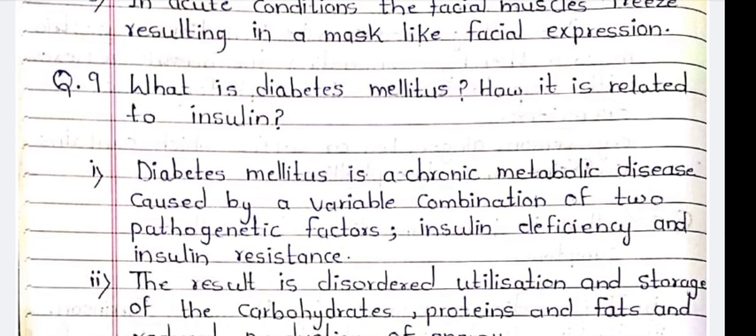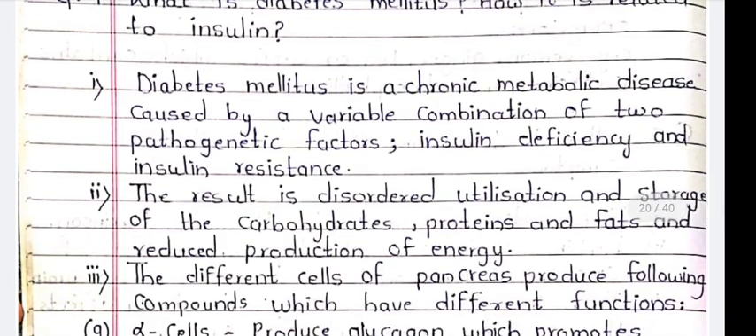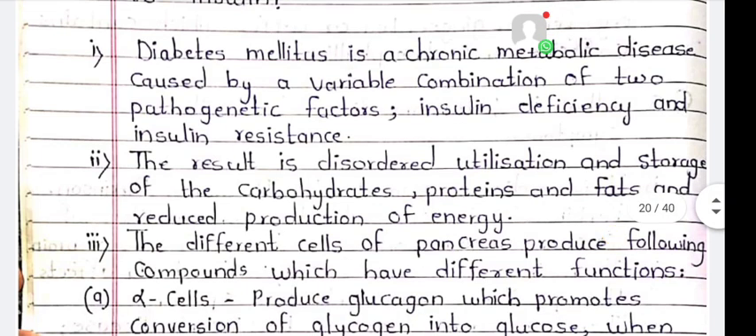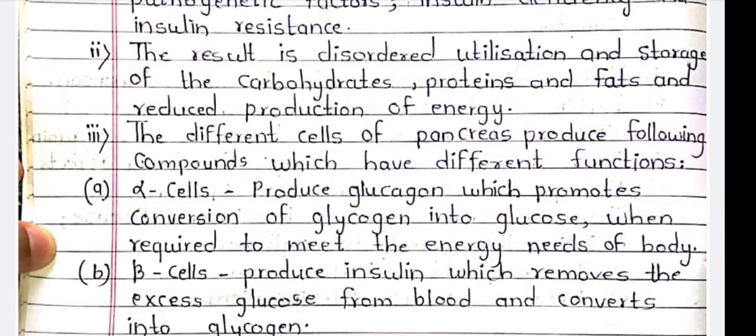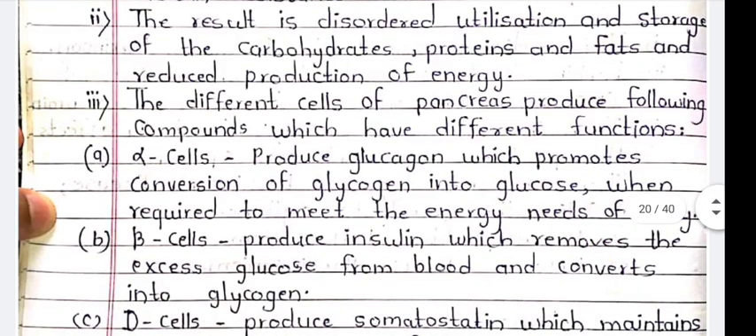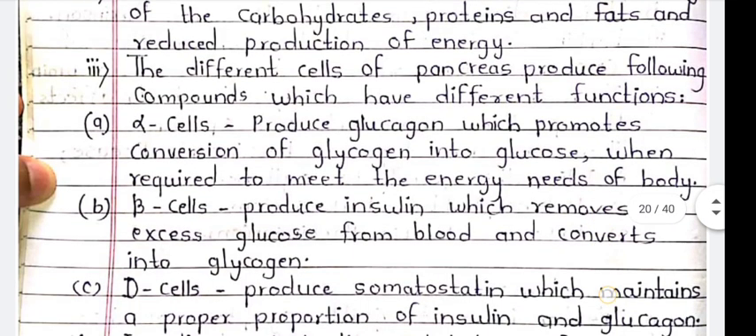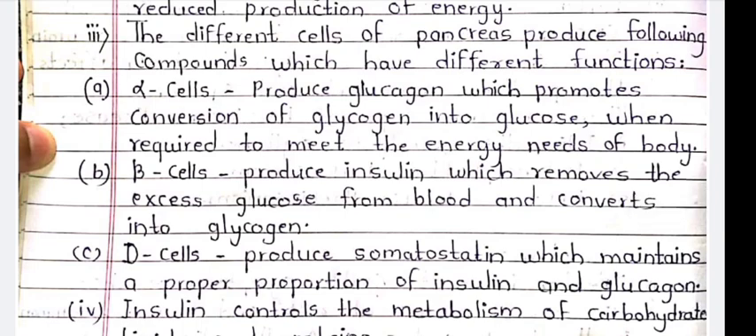What is diabetes mellitus? How is it related to insulin? Diabetes mellitus is a chronic metabolic disease caused by variable combinations of the two pathogenic factors, insulin deficiency and insulin resistance. It results in disordered utilization and storage of carbohydrates, proteins and fats and reduces the production of energy. The different cells of the pancreas produce the following compounds.